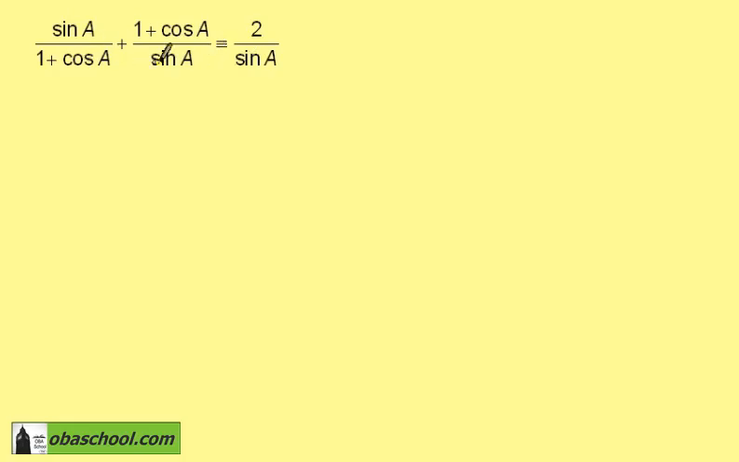We want to prove the identity sin A over 1 plus cos A plus 1 plus cos A over sin A is identical to 2 over sin A. We're going to start with the left-hand side for no other reason than that the left-hand side looks like we can do the most with it.